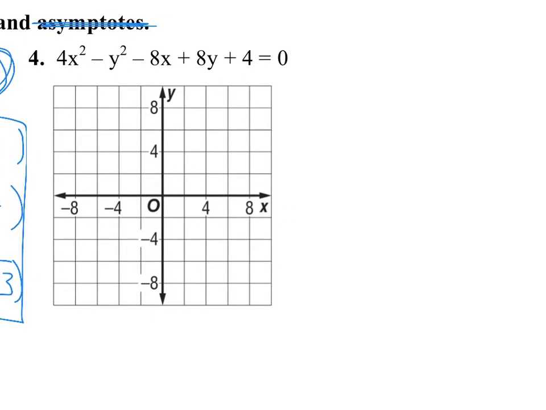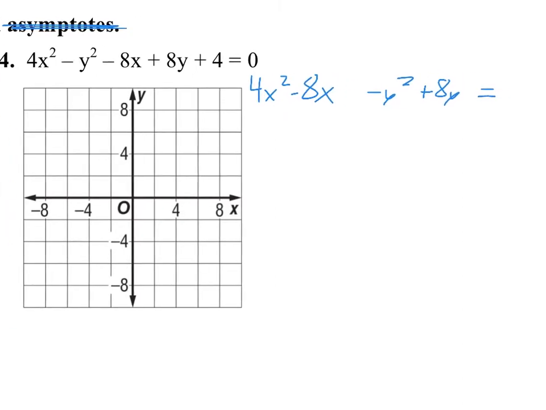Okay, first thing we have to do for number 4 is put that equation in standard form. So we've done something like this before. We're going to put the x's together, and we're going to put the y's together. And there's a reason I'm leaving that gap. And that 4, I'm going to move to the other side. So that 4 is going to become a negative 4.